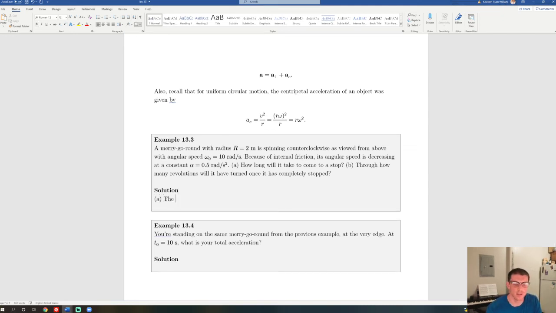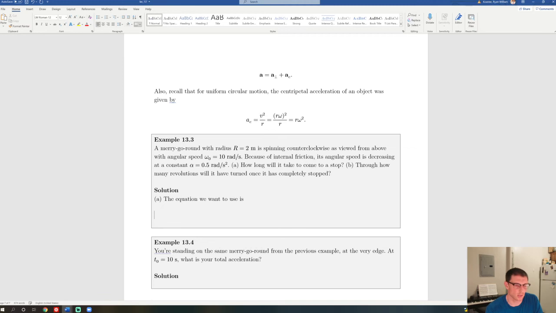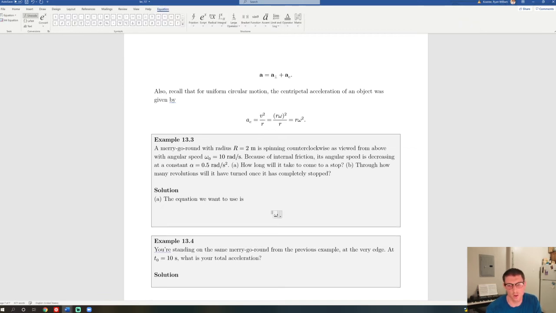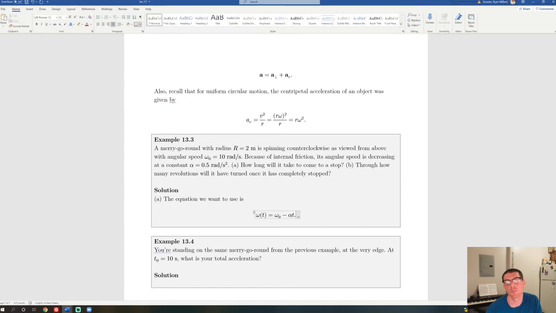So I'm going to say the equation we want to use is this one: omega as a function of t is omega naught, and I'm going to write minus alpha t. And this just means that I'm taking alpha to be a positive number. And so I'm indicating with the sign here that the initial angular velocity vector and the angular acceleration vector point in different directions. And as I said, this is exactly what we did in one-dimensional kinematics.